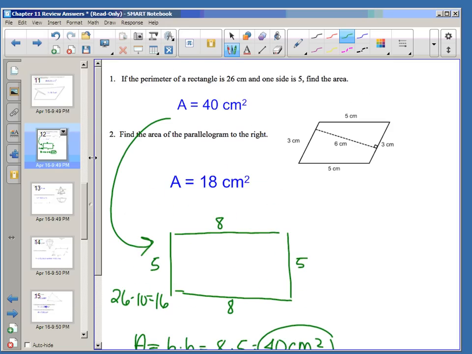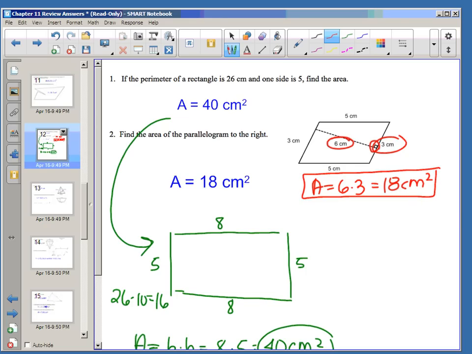Number 2 is trying to trick you, really. It says find the area of a parallelogram to the right. Well, many of you are going to think, oh, 5 is my base. Well, don't think that, because you always want to look for a perpendicular. There's my perpendicular, which means that has to be my height, and 3 has to be my base. So my area is going to be 6 times 3, which gives me 18 centimeters squared.